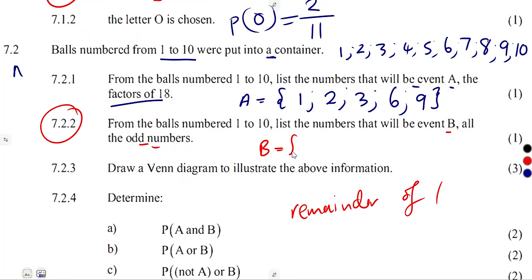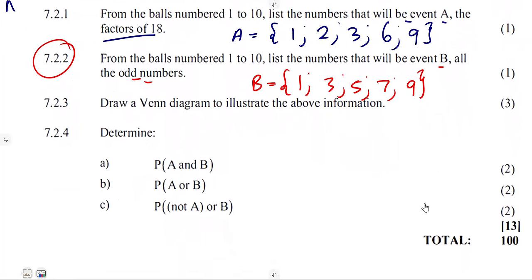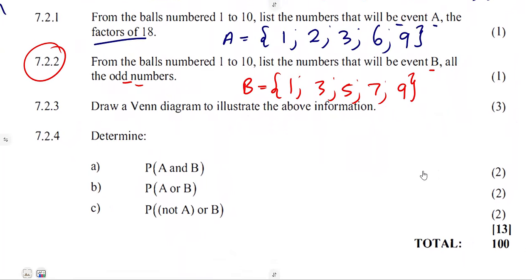Those are odd numbers. So 1 is an odd number, 3 is an odd number, 5 is an odd number, 7 is an odd number, 9 is also an odd number. So remember, you just take an even number, you add 1 to get what? To get an odd number. That is the condition, 7.22. Then draw the Venn diagram to illustrate the information above.